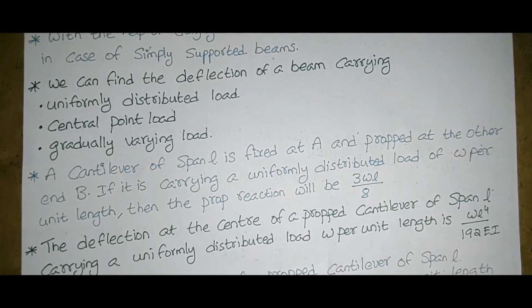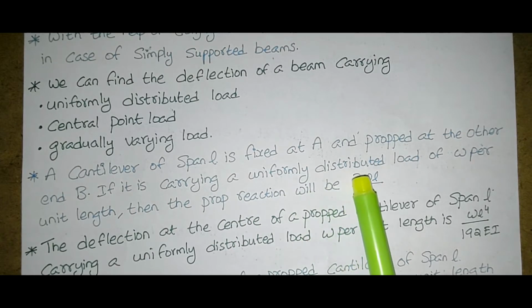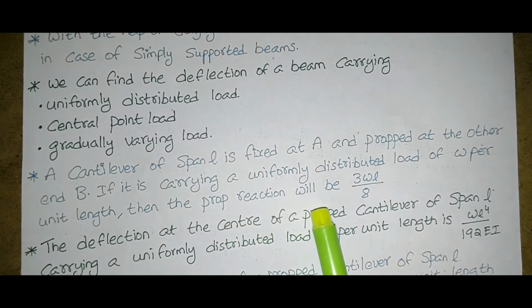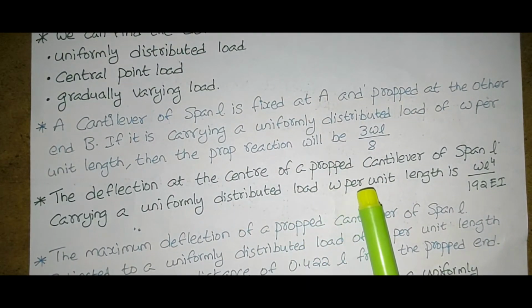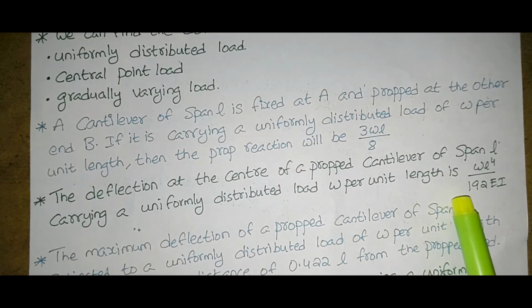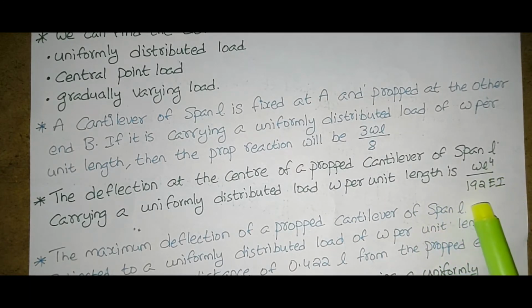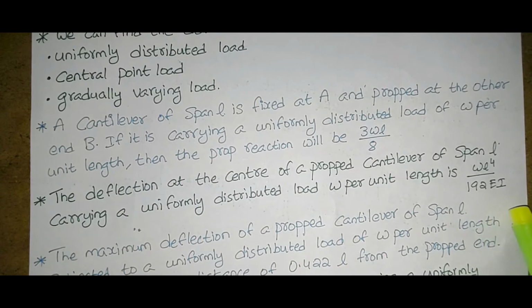A cantilever of span L is fixed at A and propped at the other end B. If it is carrying a uniformly distributed load of W per unit length, then the prop reaction will be 3WL by 8. The deflection at the center of a propped cantilever of span L carrying a uniformly distributed load W per unit length is WL to the power 4 by 192 E into I.